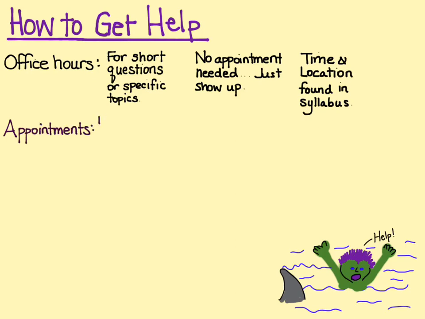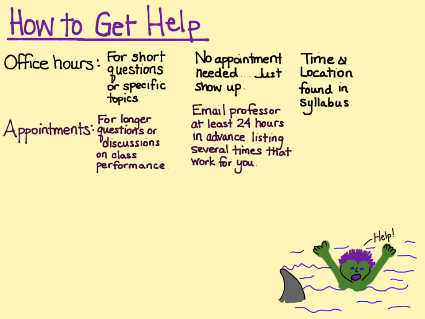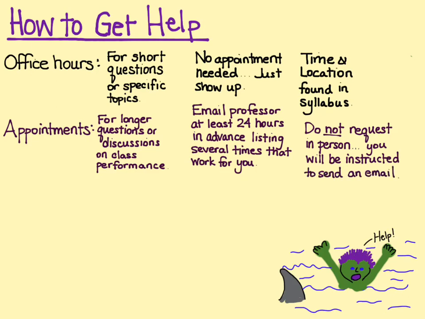The second place to get help is an appointment with your professor. This is good for longer questions or discussions on class performance or other sensitive issues. In order to get an appointment, you must email the professor at least 24 hours in advance, listing several times that work for you. The professor will email you back times that work for her in a timely fashion. Please do not request an appointment in person. You'll be instructed to send an email.